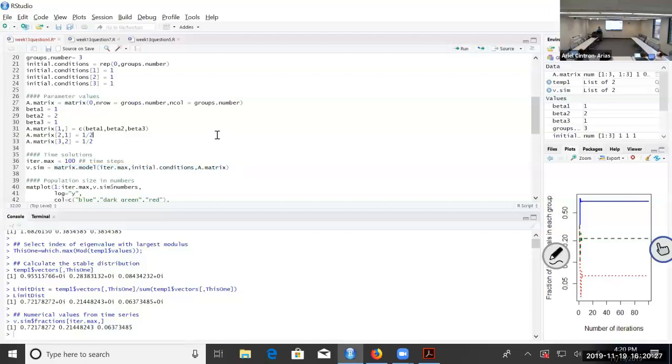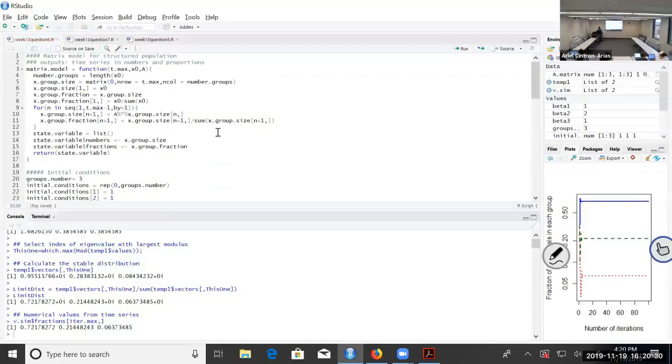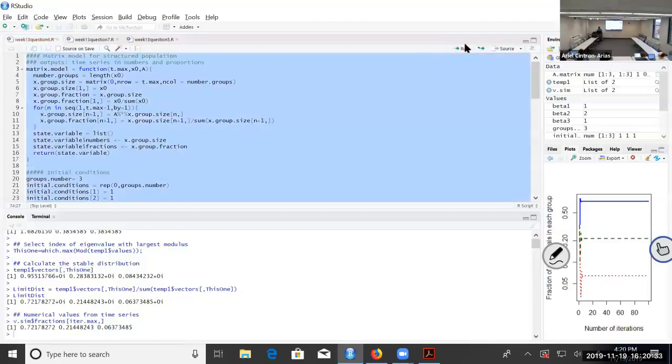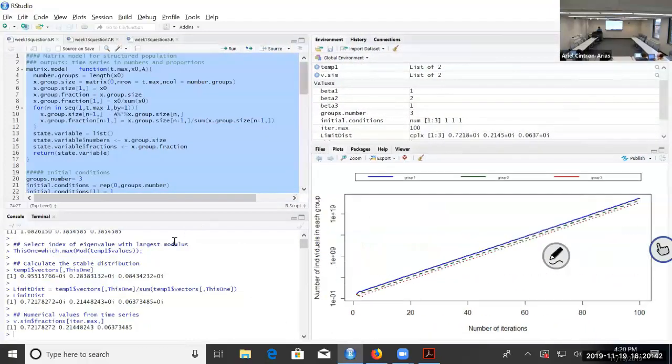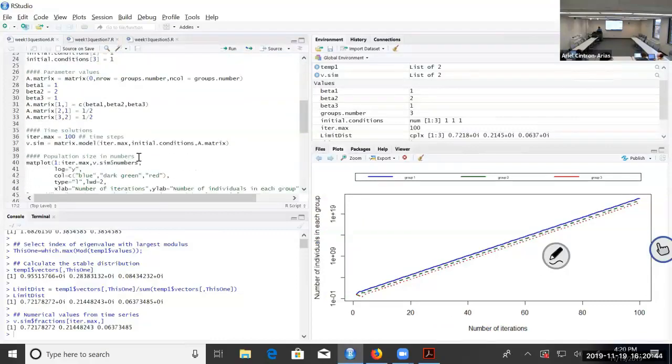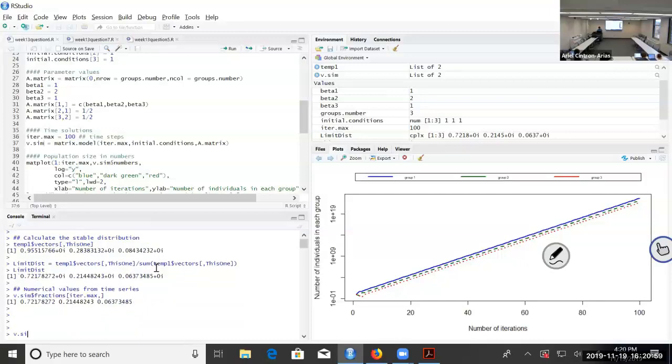So let's see what this looks like for question 6. We can run this, and there's a lot of output here. Let's see, the very first thing is v.sim. I can call that something else, but that's what's being plotted. So what is v.sim? Okay, so that has 2 things here, with a dollar sign. One is called numbers, one is called fractions.